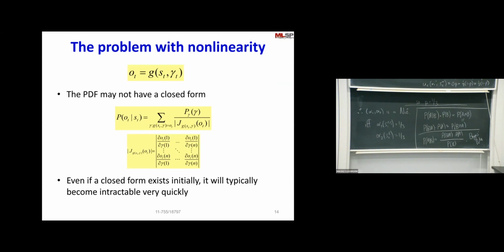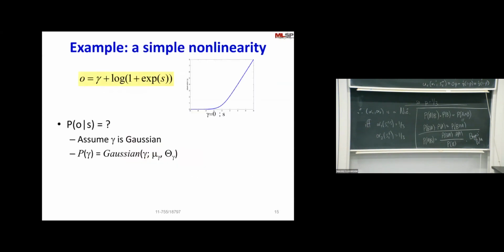But just to give you an idea of how this complicates matters, I'm going to consider a specific form of nonlinearity. Instead of saying g of s comma epsilon, I'm going to say g of s plus epsilon. I can always think of a stochastic function as a deterministic function plus noise, right? So I'm going to say that the observation O is some g of s plus gamma, and st is going to be some other f of st minus 1 plus epsilon, right? So all the noise is additive, okay?